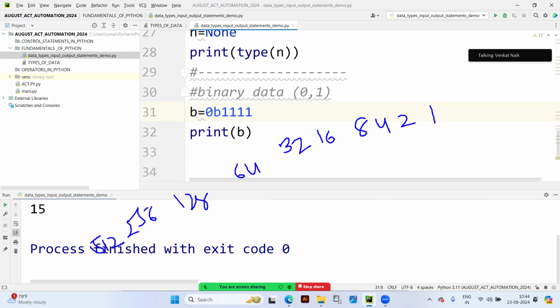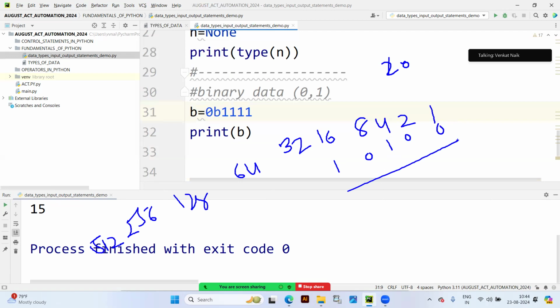Your intention is, there is a decimal value 20, right? I want to know the equivalent binary value. In this numbering system, whichever values add up to 20, we have to put 1 under them. So 16 plus 4 is going to be 20, right? Remaining all are going to be 0. So what is the equivalent binary value of 20? 10100.